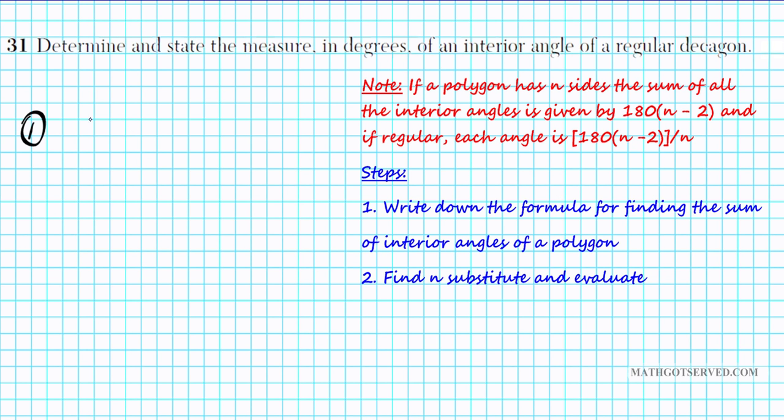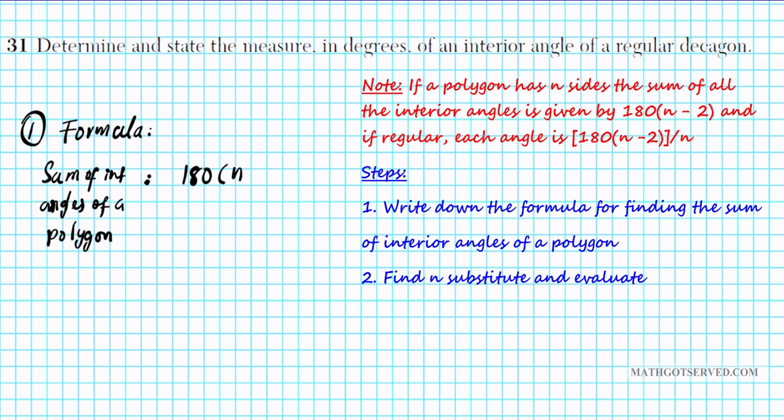So the formula for the sum of interior angles of a polygon. It's not triangle, okay? Sorry about that. A polygon is given by 180 degrees times n minus 2. All right. Now, that's the formula for the sum of all the interior angles.